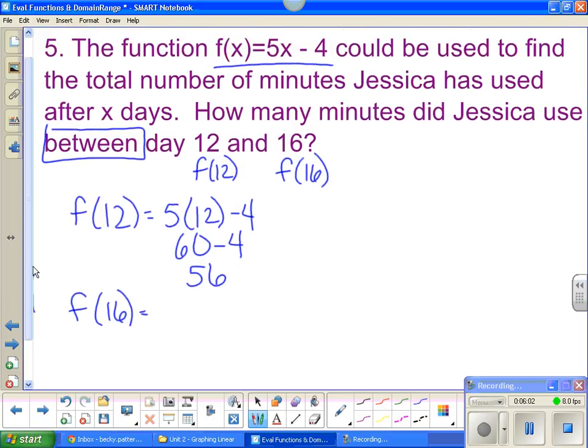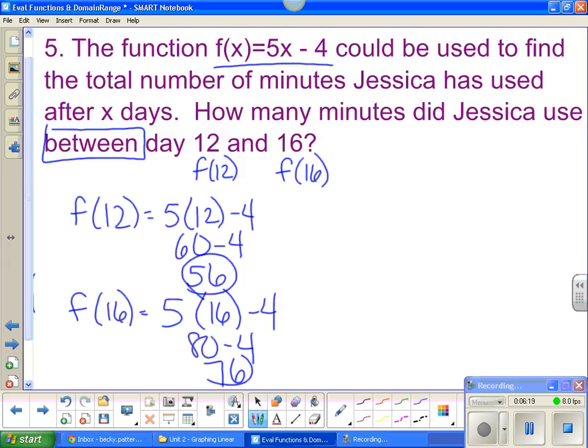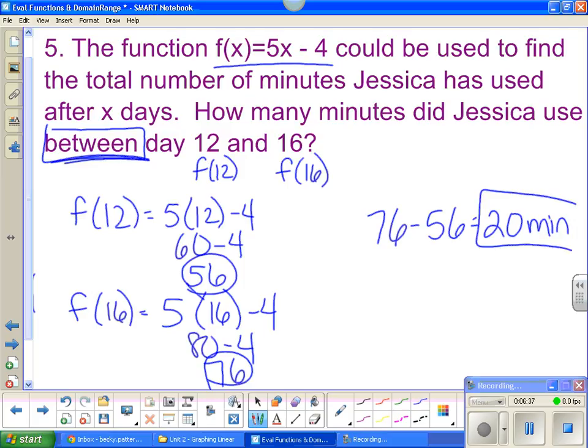And then I'm going to find f of 16. Use my equation, my function. So 5 times 16 minus 4. 5 times 16 is 80. And 80 minus 4 is 76. So she used 56 minutes on day 12 and 76 minutes on day 16. And I want to know how many minutes she used in between. So I'm going to subtract. We're talking minutes, so I want positive. So I'm going to do the bigger number minus the smaller number. And that gives me 20 minutes.